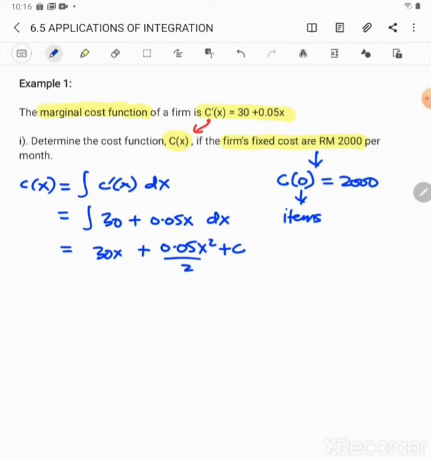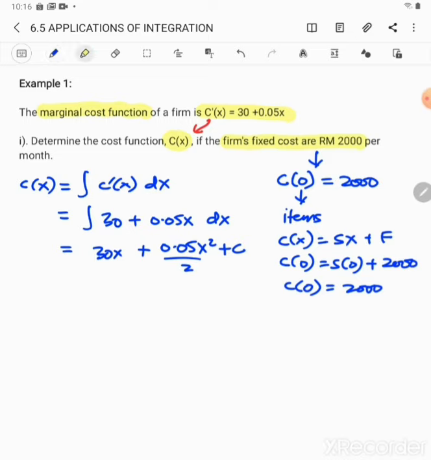To prove this, we know that the formula is C equals Sx plus F. So what is S? S is the variable cost. When x equal to 0, S the variable cost multiplied by the quantity 0 plus 2000. This is how we get C(0) equal to 2000.